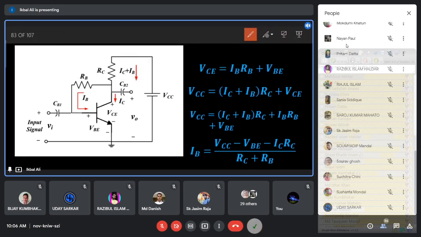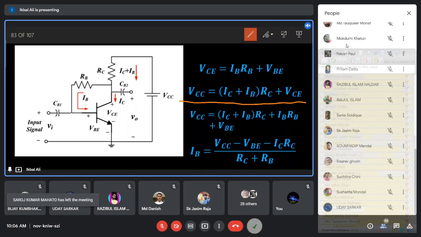Now the second equation. Just like the previous one, for the fixed bias circuit, we now substitute the VCE parameter into this equation. You see that this VCE is here. We have calculated this one, so this is your VCE. So we substitute the VCE value into this position, IBRB plus VBE, into this equation.